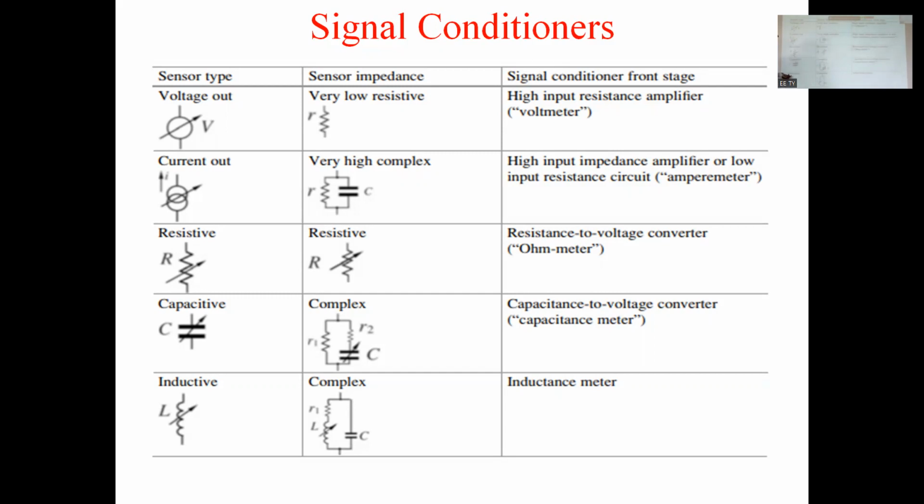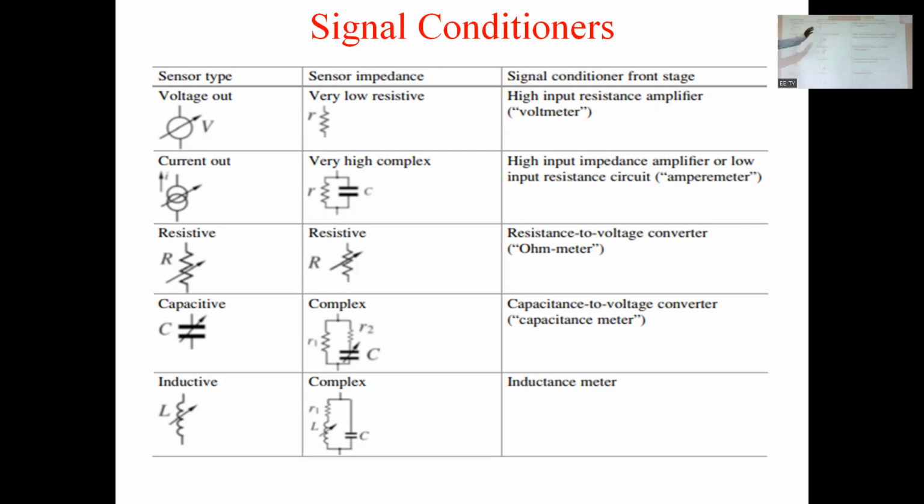Right, then the inductive output of the sensor, the sensor output obtained is nothing but variable inductance. A complex circuit will be required, variable inductance in series with resistance and in parallel with capacitance. So a filter circuit can be required, and to interface that output we require a signal conditioner, that is an inductance meter. We require an inductance meter.